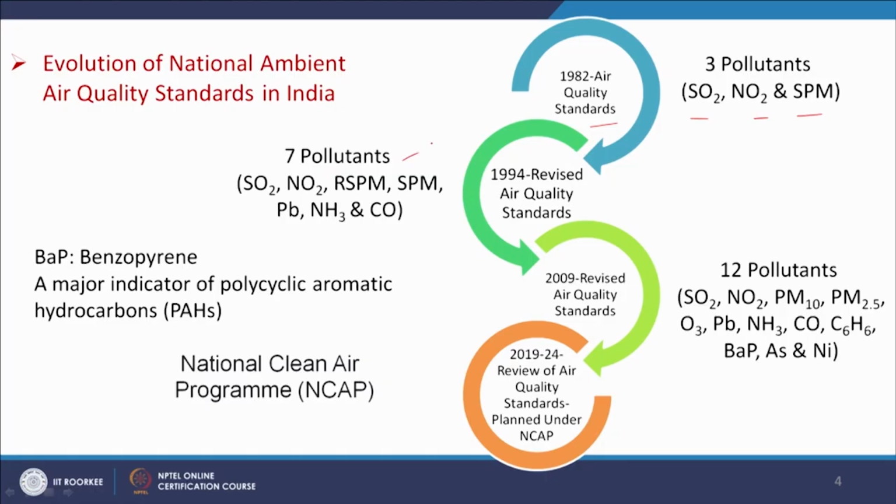So, in 1982, air quality standards were first introduced, and at that time 3 pollutants SO2, NO2 and suspended particulate matter were considered. In 1994, this standard was revised and 7 pollutants were included, that is SO2, NO2, RSPM, respirable suspended particulate matter, SPM, suspended particulate matter, lead, ammonia and CO. So, these 4 pollutants were added in 1994, and the concentrations of these pollutants were also defined, what should be the permissible limit.